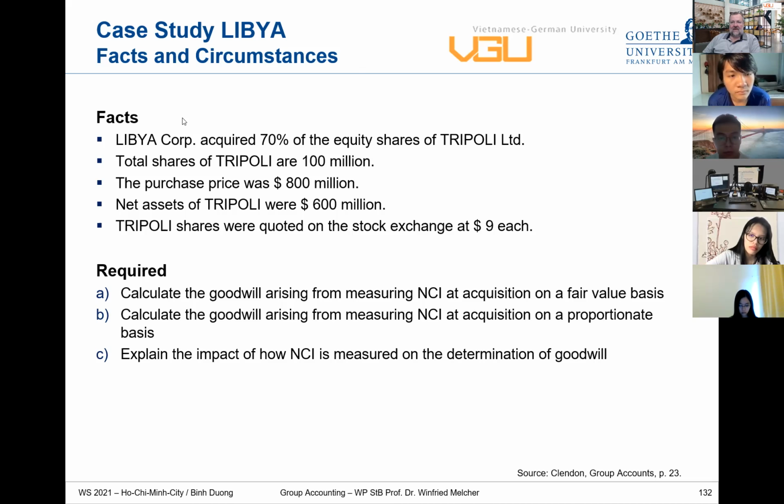So the facts are that Libya acquired 70% of the subsidiary Tripoli. Total shares of Tripoli are 100 million. Purchase price was 800 million, and the net assets of Tripoli were 600 million. So obviously they paid a premium for that one. Tripoli shares are quoted on the stock exchange at $9 each.